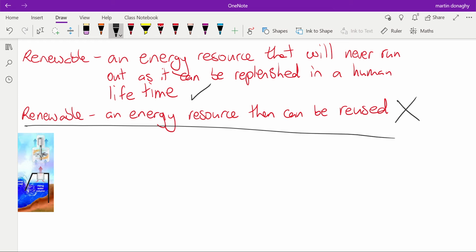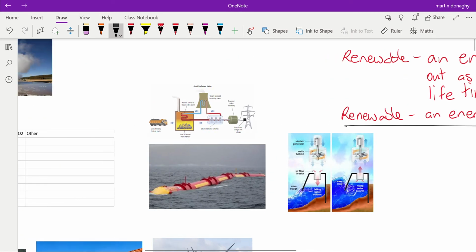So for instance, if we look at wood, wood is a renewable energy resource because we can cut down trees, we can burn them, and then we can grow trees again in the space of a human lifetime. However, we can't burn a piece of wood, take the ashes, and then re-burn them. So it can't be reused, but it can be replaced. It can be replenished in a human lifetime. So that is a definition you would need to learn off.